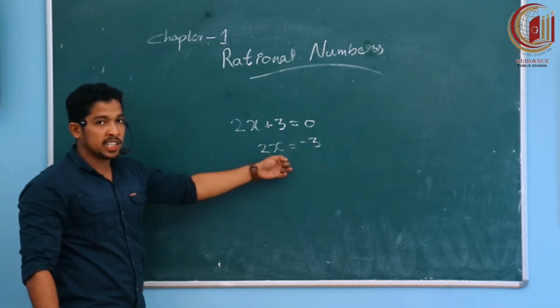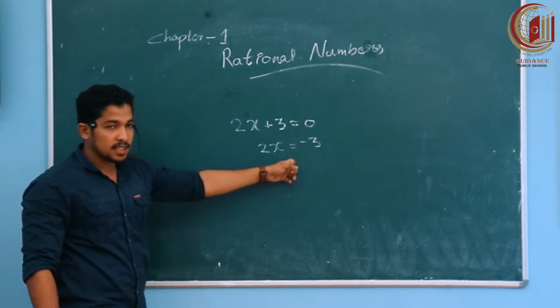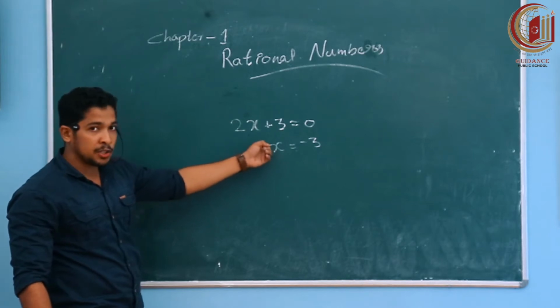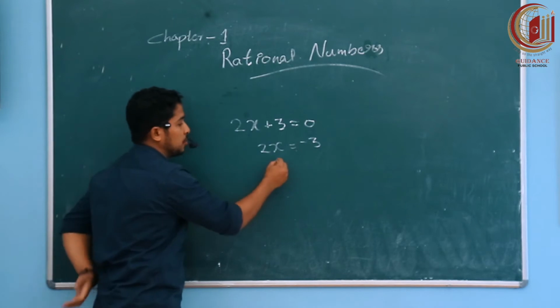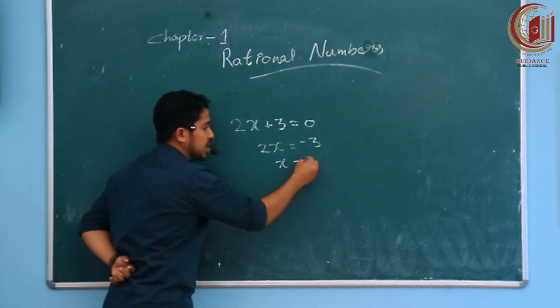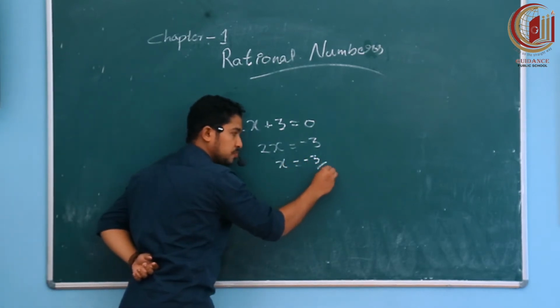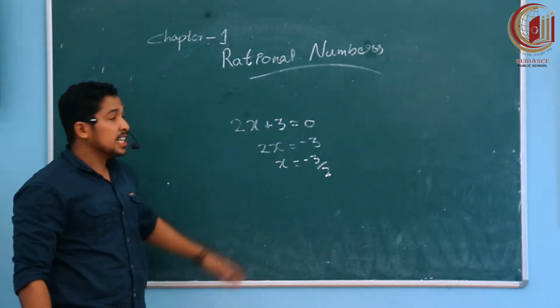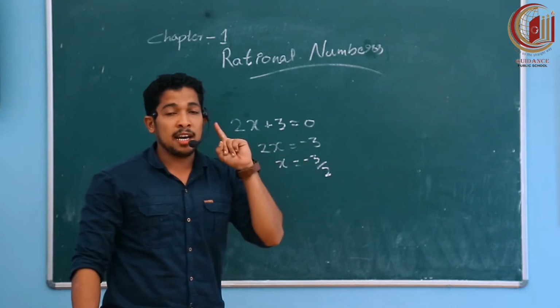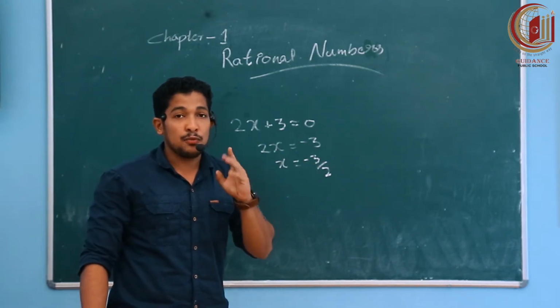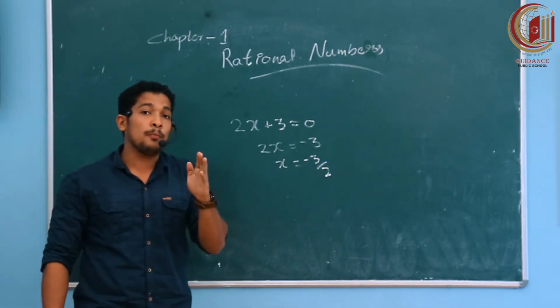What do you mean by 2x? 2 into x. It will be transferred from the left hand side to the right hand side. LHS to RHS, into 2 becomes divided by 2. Then we get the answer x is equal to minus 3 by 2. Minus 3 by 2 is one example of a rational number. One thing, a number is said to be rational if we can express it in the form of p by q.